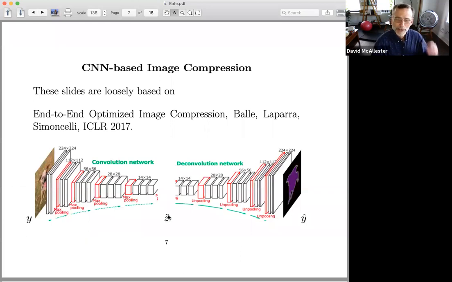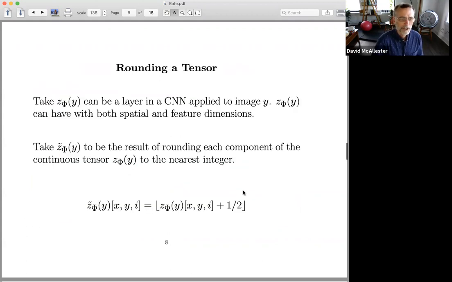So they're going to make it very compact. And then you take this tensor whose elements are integers and you reconstruct an image and you look at the loss, distortion between the reconstruction and the original. And this is just some random picture of a network.